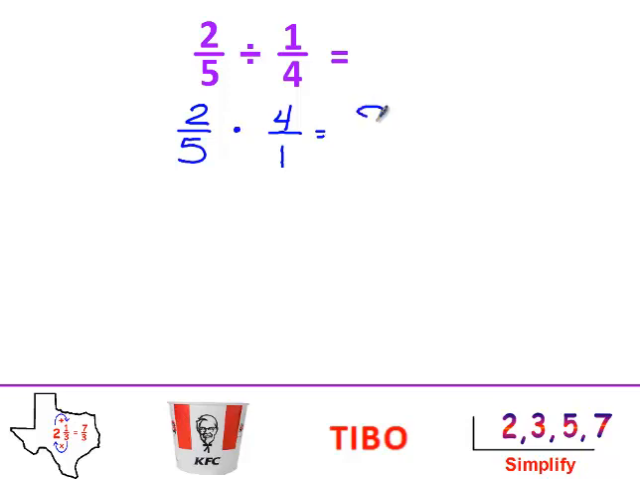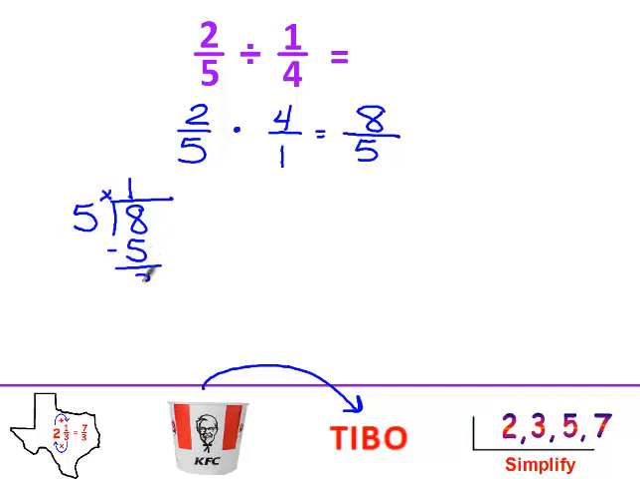2 times 4 is 8. 5 times 1 is 5. This is an improper fraction, so I'm going to T-bow it. I'm going to top in and bottom out. I can get one group of 5 out of 8. I have 3 left over, so 3 is my numerator and 5 is my denominator. This equals 1 3/5. But before I take that answer, I see if I can simplify it.